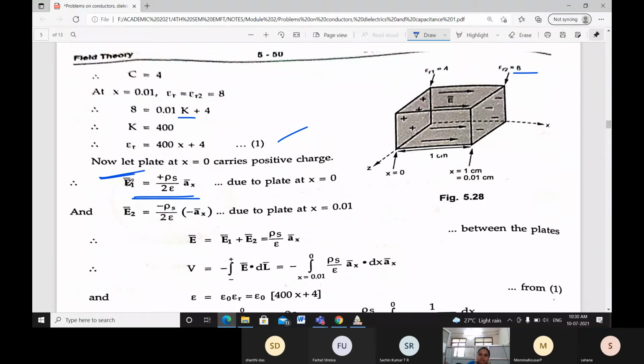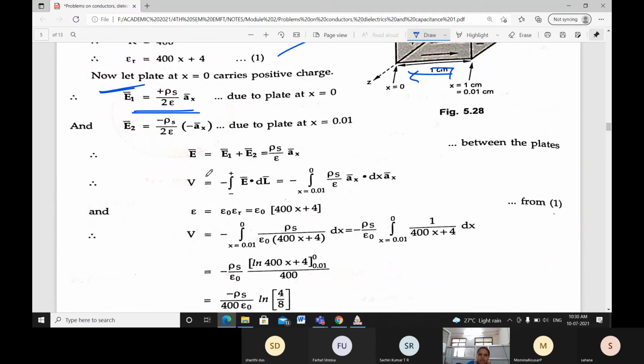Next, what is the total electric field? It is going to be E1 plus E2. Therefore, 1 by 2 plus 1 by 2, minus of minus is going to be plus. Therefore, you will be getting E1 plus E2 as rho_s divided by epsilon into a_x, in between the two plates, which is what we are considering.